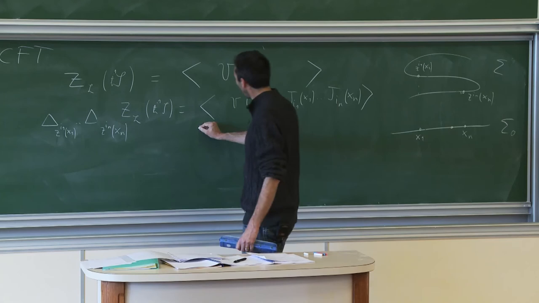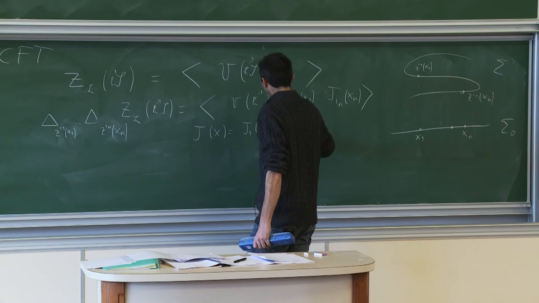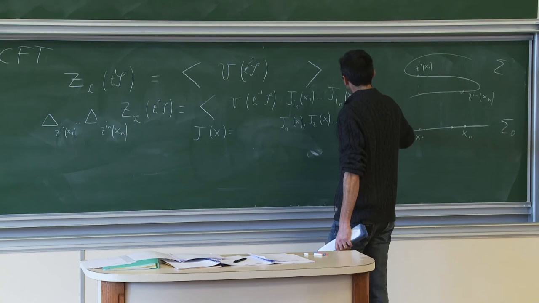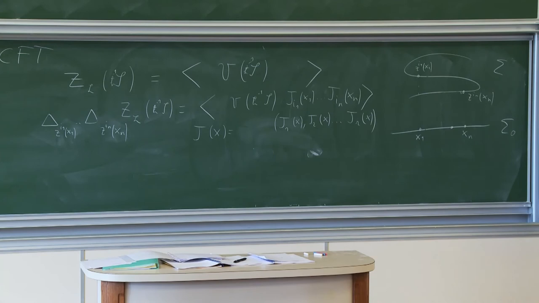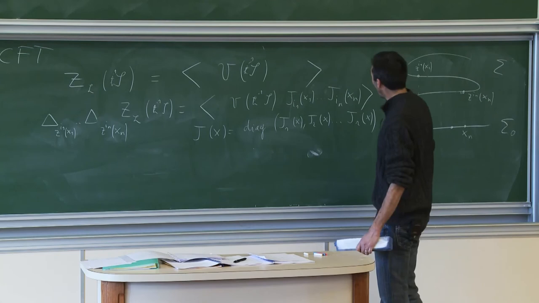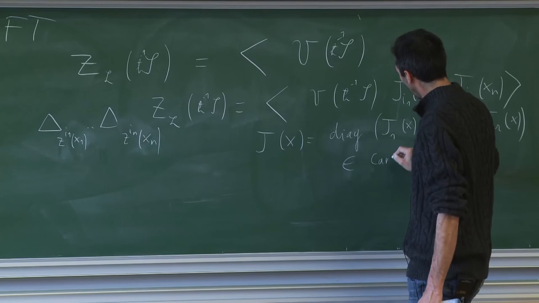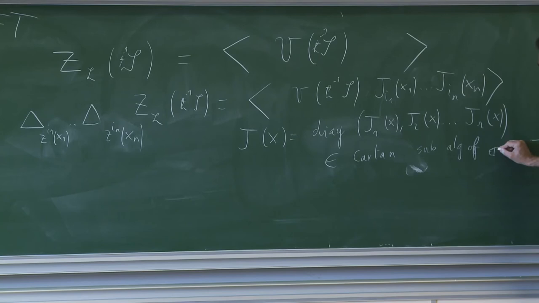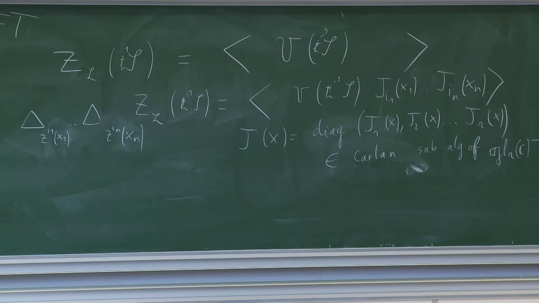So the vector j of x equals j1 of x. Well, okay, sorry. So we are going to make a vector, but you see I leave some space. j1 of x, j2 of x, and so on, jr of x. It's a certain vector. And so it means that the currents are going to be vectors. In fact, instead of a vector, I should better take the diagonal matrix with this. And it's really an element of a Cartan algebra. So typically, in my case, it will be the Cartan of GL_r, which just means a diagonal matrix of size r.